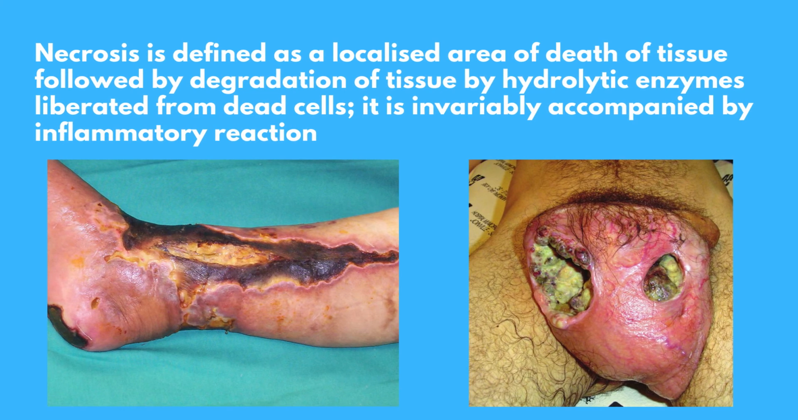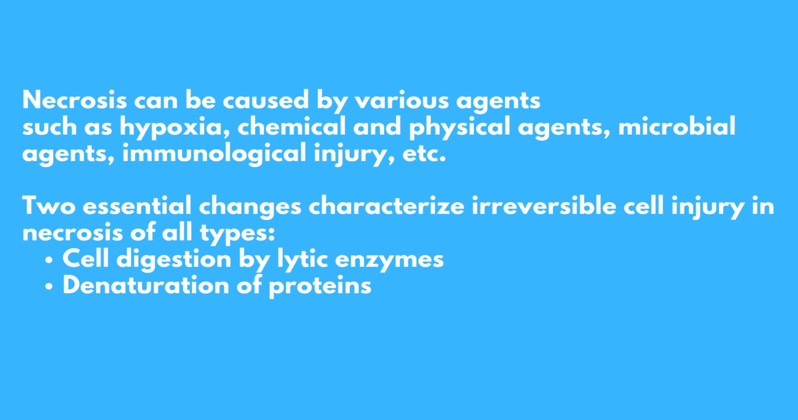And then CJ moved on to what necrosis is. He explained that necrosis is defined as a localized area of death of tissue followed by the degradation of the tissue by hydrolytic enzymes liberated from the dead cells. It is invariably accompanied by inflammatory reactions, which are called inflammation. Not only that, CJ also listed out the causes of necrosis. It can be such as hypoxia, chemical and physical agents, microbial agents, immunological injury, and etc.